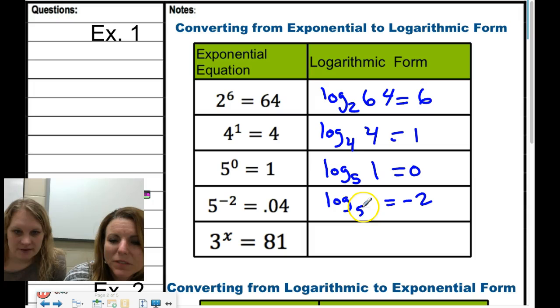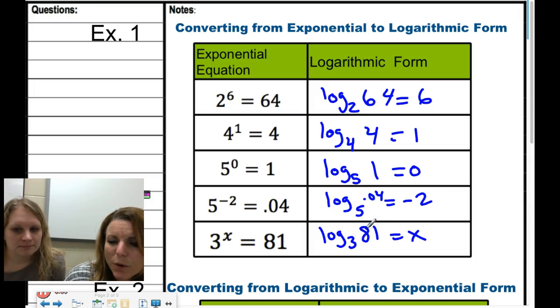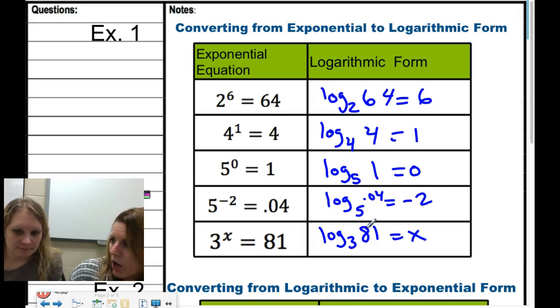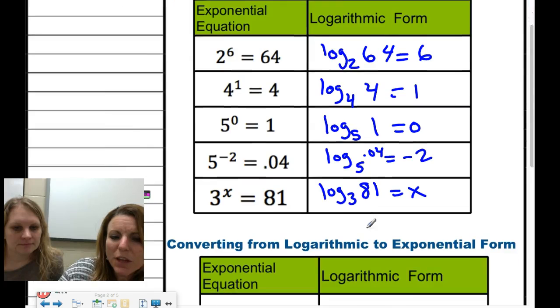And log equals negative 2. Our base is 5. Our number left over is 0.04. Perfect. And log equals, this time, it just equals x, which is fine. Our base is 3. And the big number is 81. Notice how Miss Boyd is writing this. On the log, the base is the little number that goes a little lower. And then the big number 81 stays up top, right next to the word log.